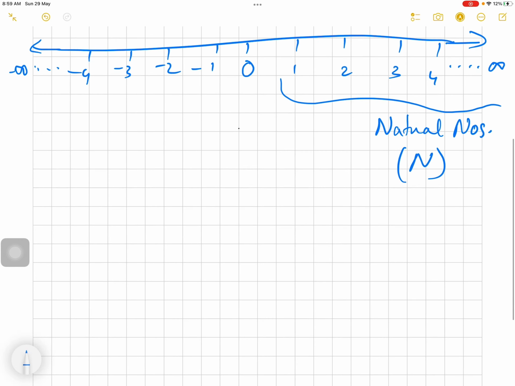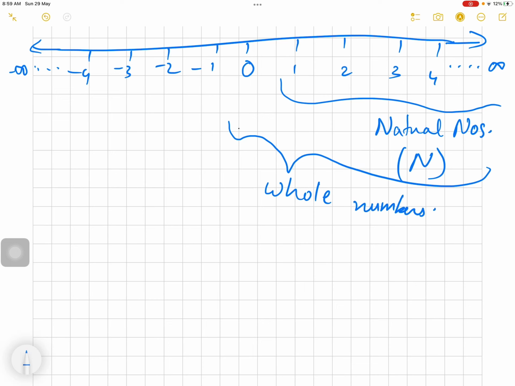And if you add 0 to natural numbers, it will become whole numbers. So 0, 1, 2, 3, 4, 5, 6, 7, 8 till infinity is called whole numbers, which is denoted by capital letter W. So all natural numbers together with 0 are called whole numbers, denoted by capital letter W.